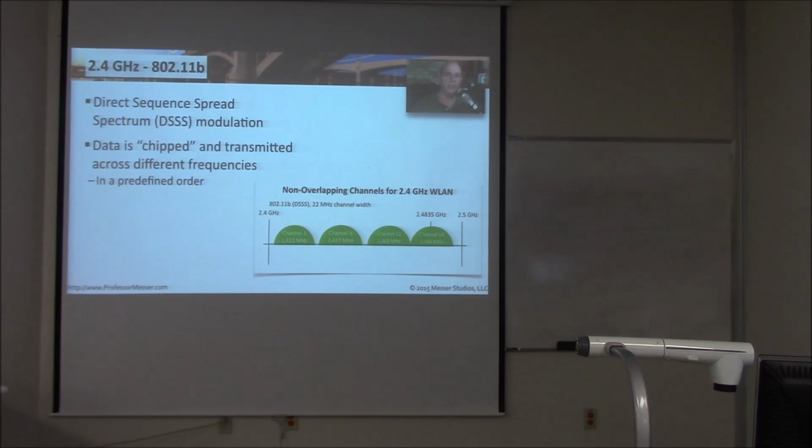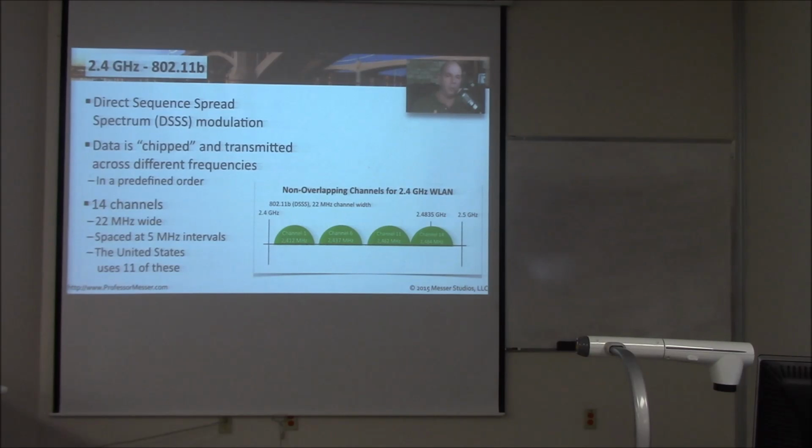That is the spread spectrum part of the DSSS. There are generally 14 channels that you can use. These channels correlate to very specific 2.4 gigahertz frequencies. For example, channel 1 is 2412 megahertz. Channel 11 is 2462 megahertz.